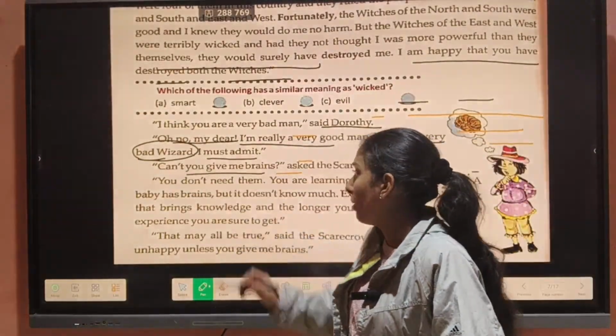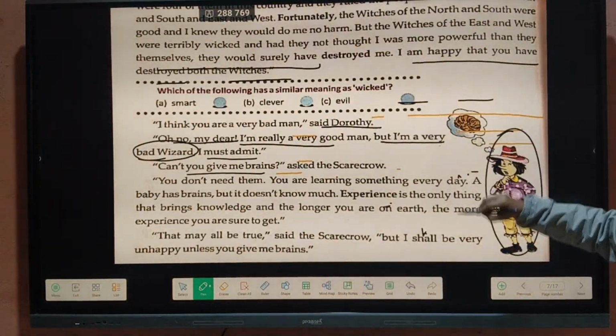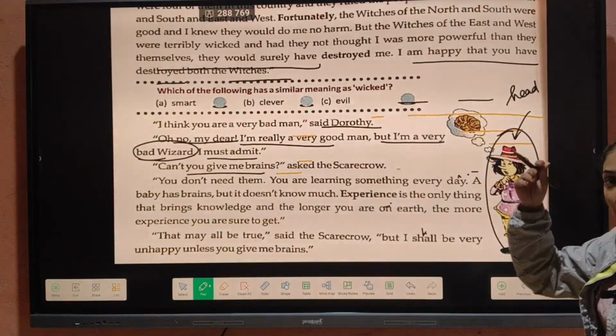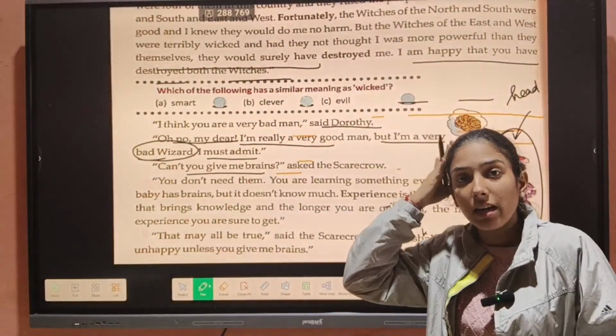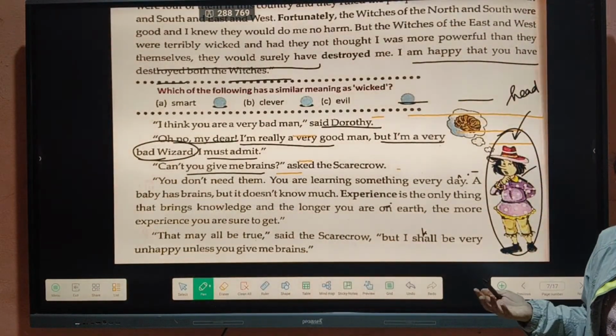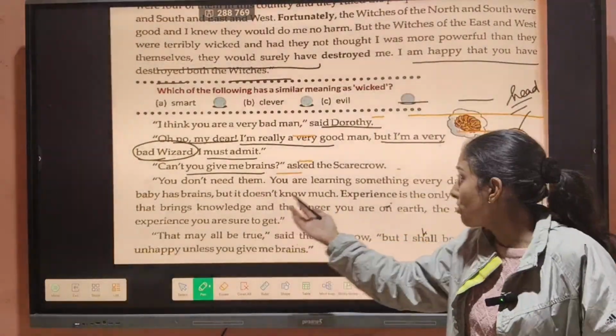"Can't you give me brains?" asks the Scarecrow. Now this Scarecrow is asking that my head is empty. In our head, the brain is there, na, in our skull. So the Scarecrow is saying that my head is empty. Okay? So can't you give me brains?